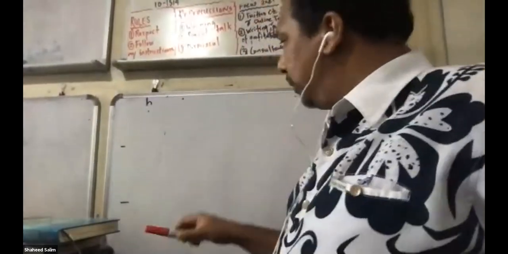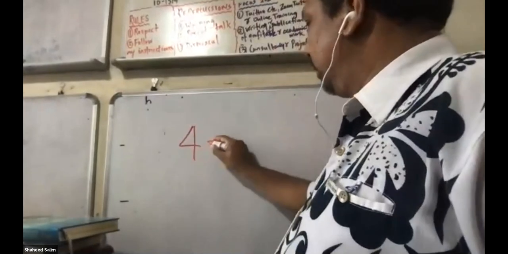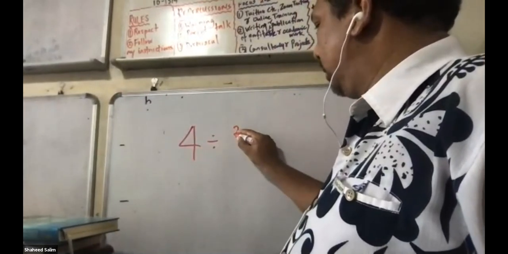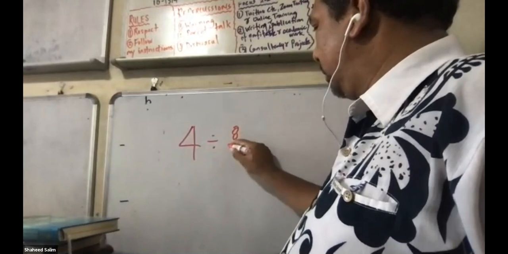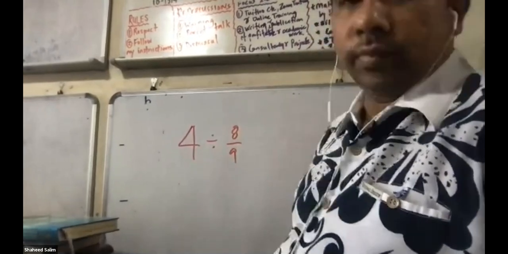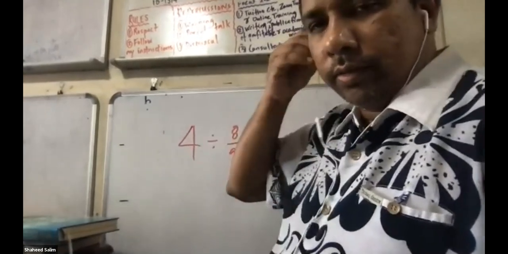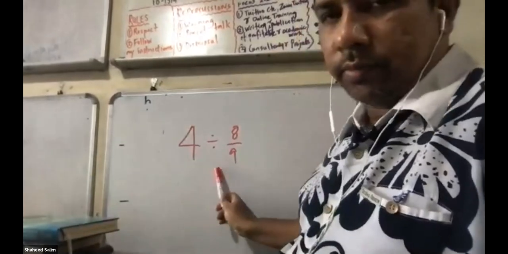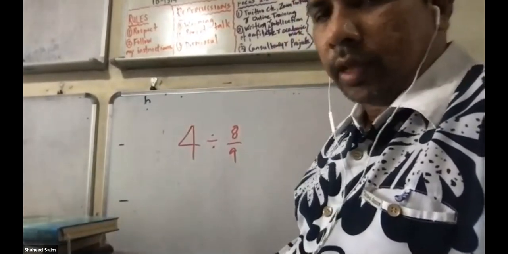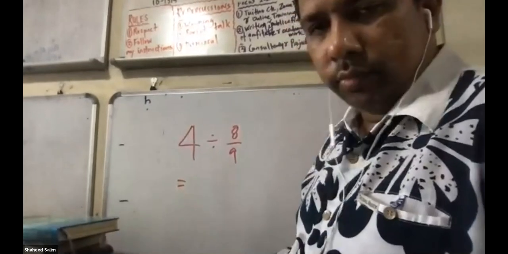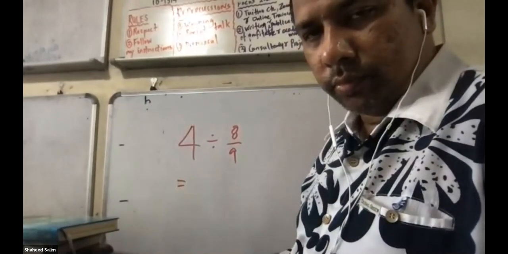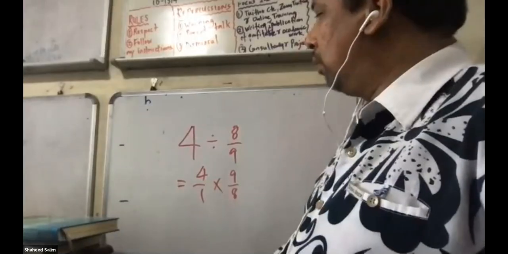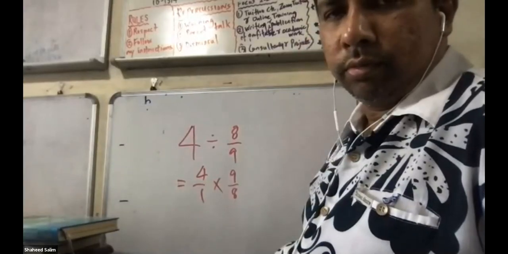Okay, you try this one now. Can you do this one? Which one are you doing now? This one. Tell me what to do. 4/1 times 9/8. Is it 4/1 or 1/4? 4/1. Okay, that's what you say.